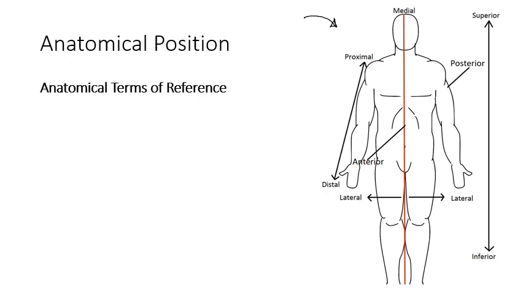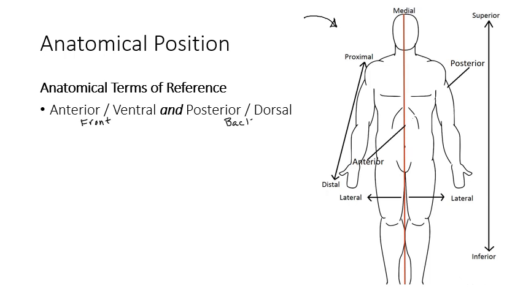So our anatomical terms of reference then, they include anterior or ventral. They're the same, they mean the same thing. It means the front. So the front in anatomical position. In contrast, posterior or dorsal in anatomical position means the back side of the bone.